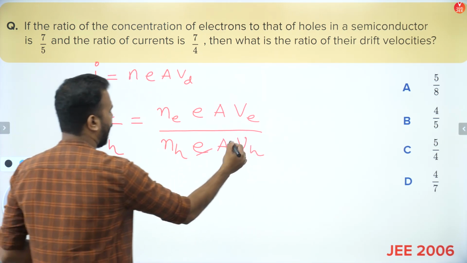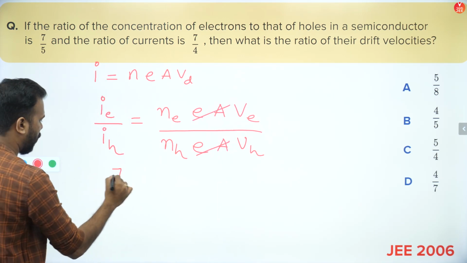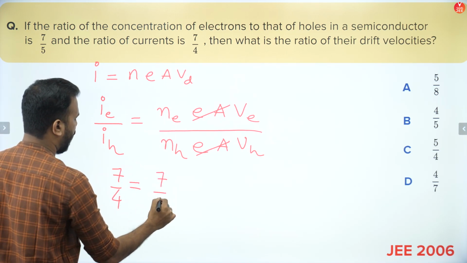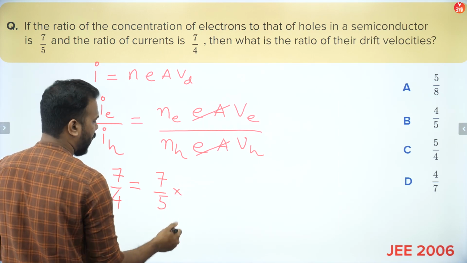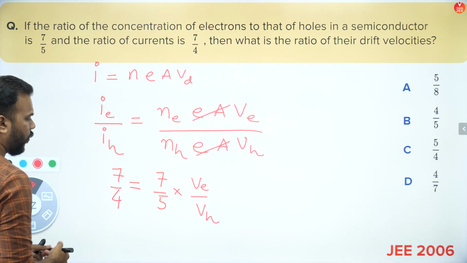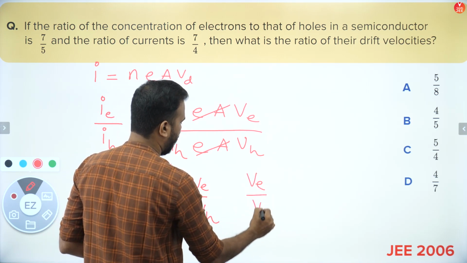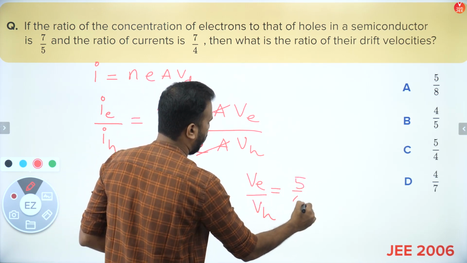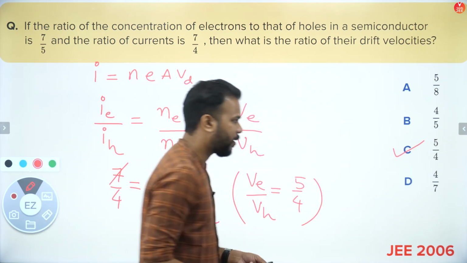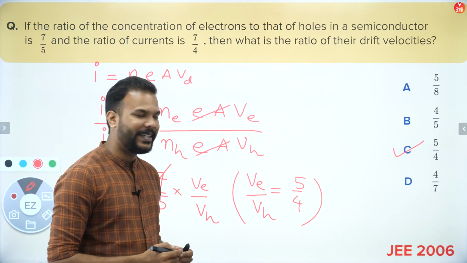Okay guys, so EA get cancelled. What is given to us is IE by IH as 7/4, and NE by NH is given as 7/5. So VE by VH is what is to be found here. Okay guys, that means what we see here, this gets cancelled, and very simply what we get, VE by VH as 5/4, and yes, as simple as that is the answer to this question, which is option C, a question from JEE 2006. Hope you guys are finding this one as well a very easy question.